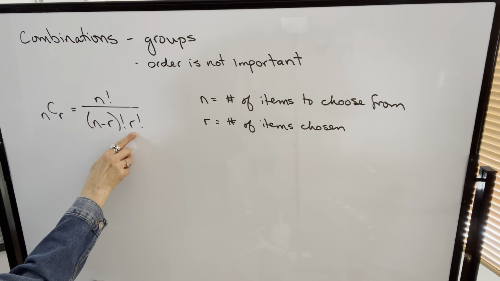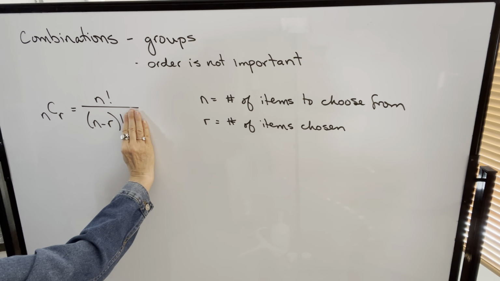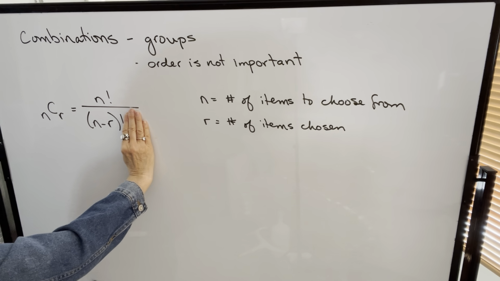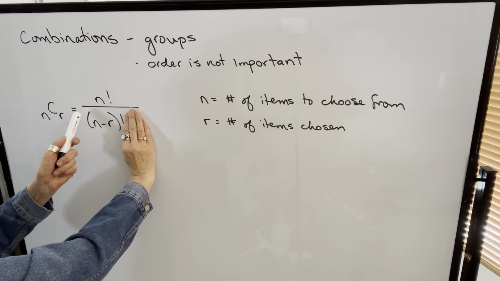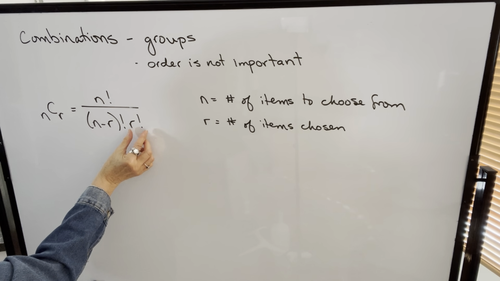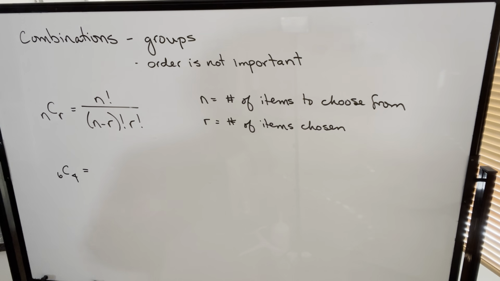One thing I want to point out with this formula, it's almost the same as permutation. If we were to remove this factorial in the denominator, that's our formula for permutation. So in other words, we take our formula for permutation, and then in the denominator, we divide by r factorial. Let's find out how many groups of 4 we would have if we had 6 different Skittles.